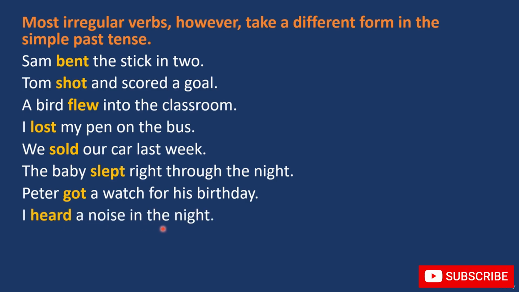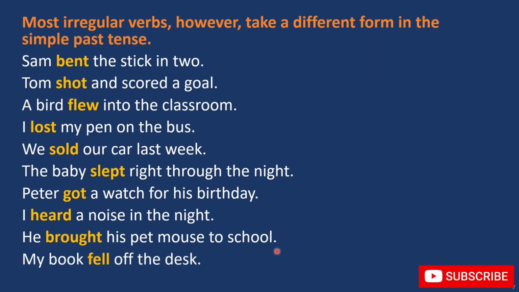I heard a noise in the night. One of you can ask, here I have the verb heard. How can we say that this verb is irregular? Here, heard, I have only D, not ED. So this one is an irregular verb. He brought his pet mouse to school. My book fell off the desk.